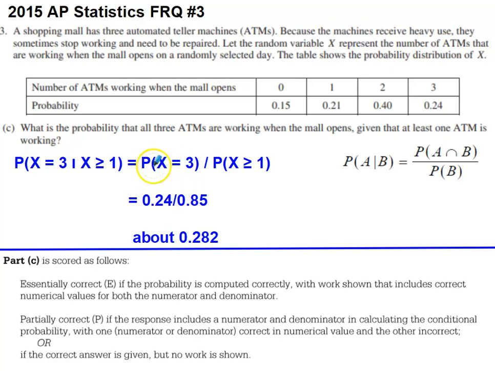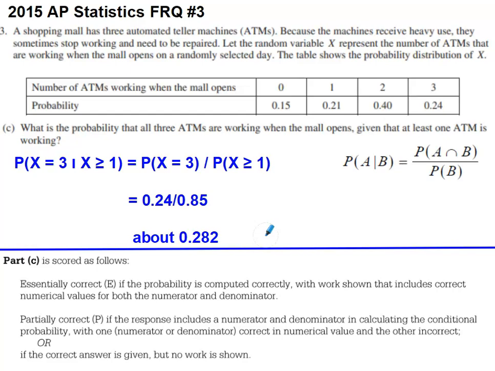Now the probability that X is equal to 3 is pretty simple. That's going to be this 0.24 from the table. The probability that X is greater than or equal to 1, we computed that back in part A. That's that 0.85 answer from back in part A. All I'm going to need to do here is take 0.24 divided by 0.85. That gives you approximately 0.282. So that would be the extent of the work that you would need to show for part C.